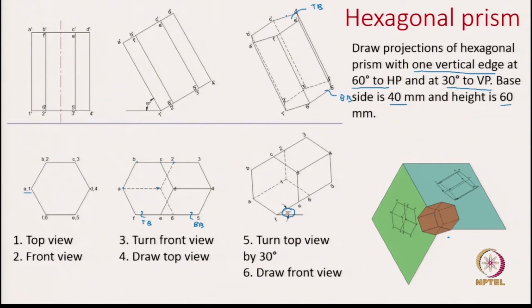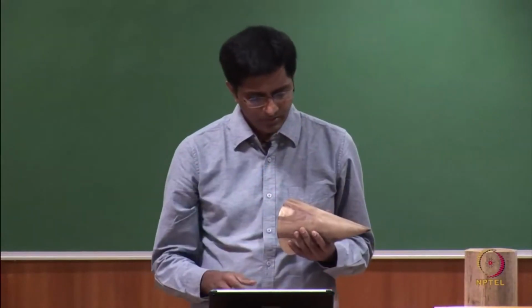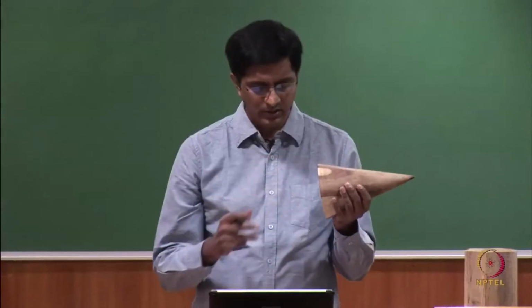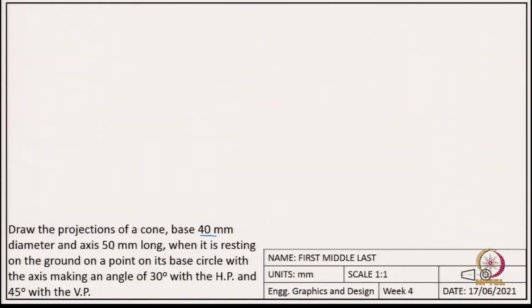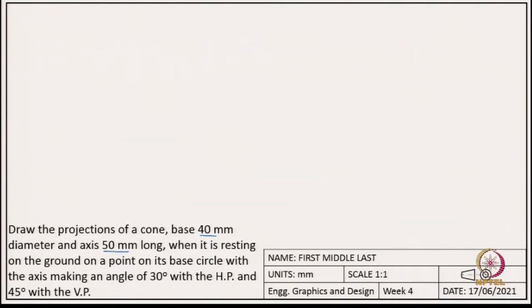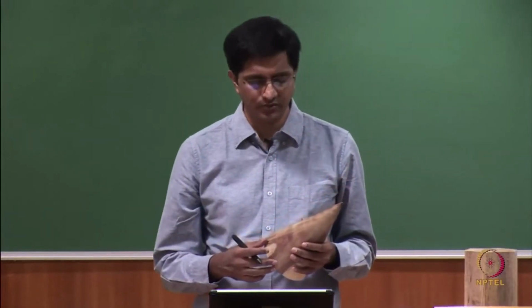We are going to the last example, which is the cone. So, here we have a cone. The question says we need to draw the projections of a cone. The base diameter is 40 mm and the height of the cone is 50 mm. So, the axis is 50 millimeters long, or in other words the height is 50 mm.